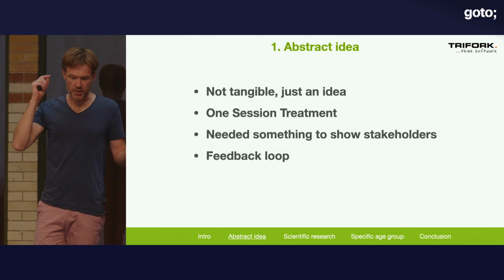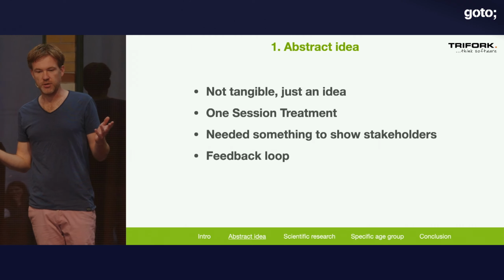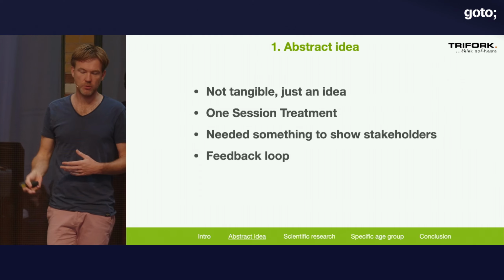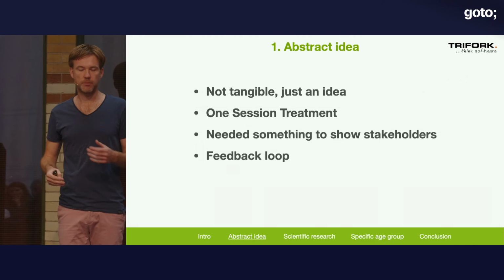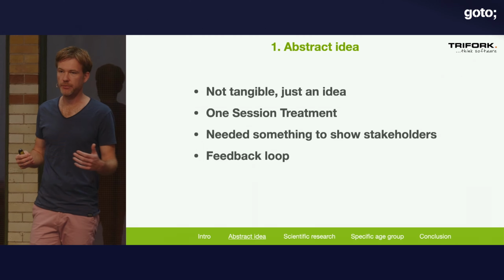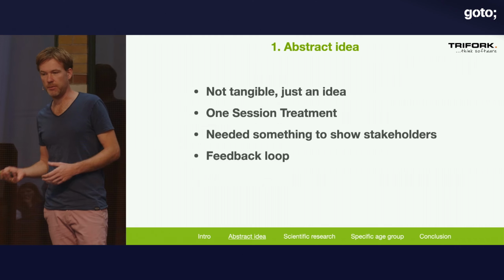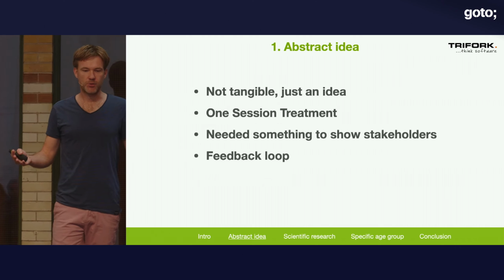So the abstract idea was just that one line: build me a digital instrument to help with anxiety treatment. And normally we try to write down requirements or maybe user stories, or at least collect something that our application should do and then put it in a backlog and build from there. But we didn't know what to build, so that was really, really hard.